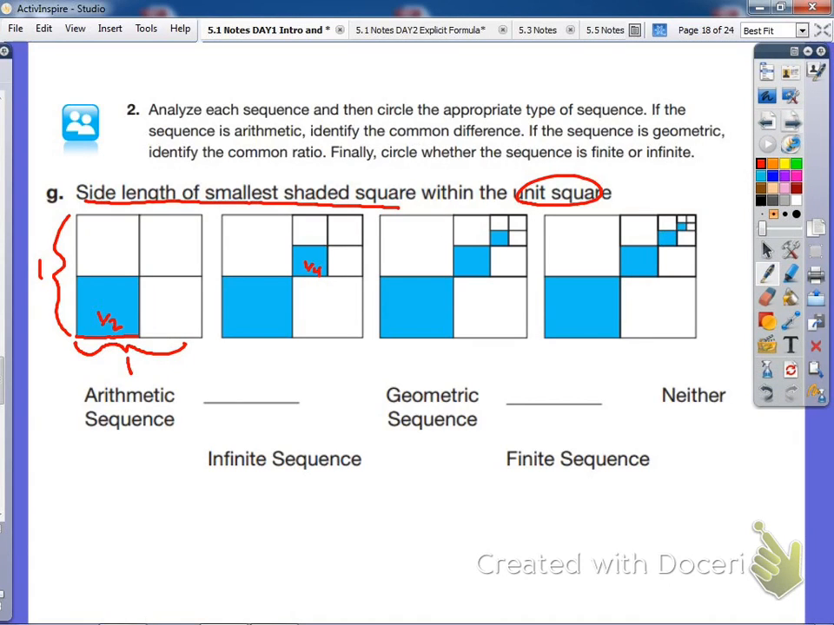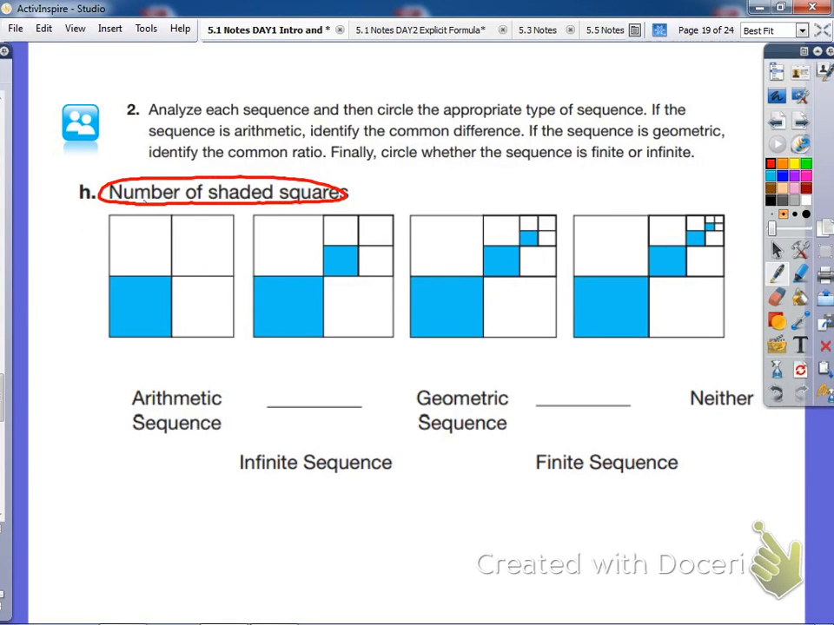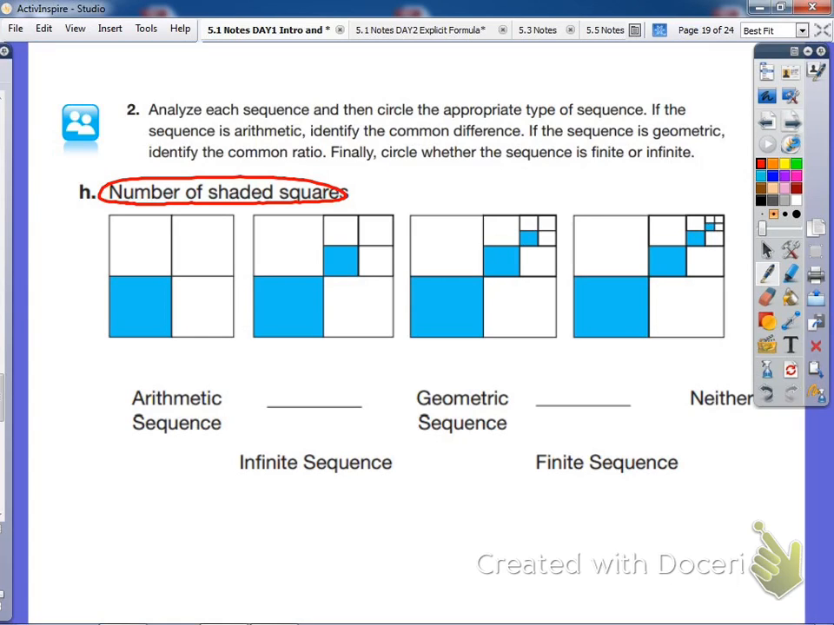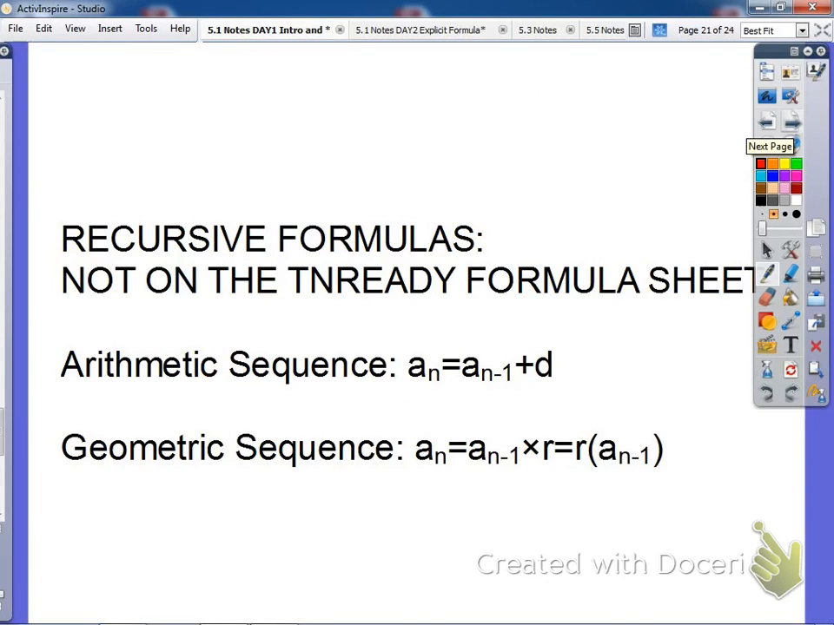Your job is to finish these notes, and then we can check them. In fact, I'm going to go ahead and continue these notes right now so you can get online and do this yourself. But now here, we're looking at the number of shaded squares. Okay? And next one, this is a create your own sequence. And then it gets into the formulas.